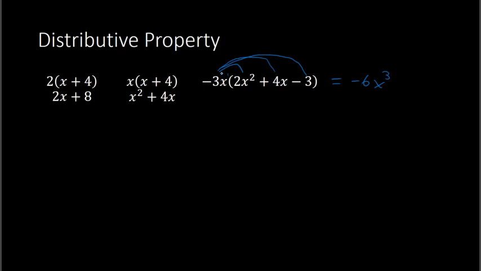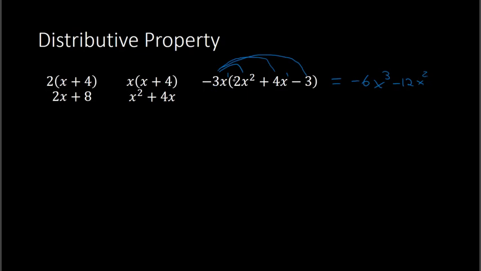And then negative 3x times 4x. Negative 3 times 4 is a negative 12. Then x times x would give me x squared. I add the exponents of 1, and then this is a 1, so 1 plus 1 gives me 2.